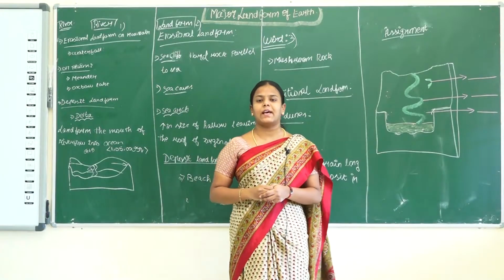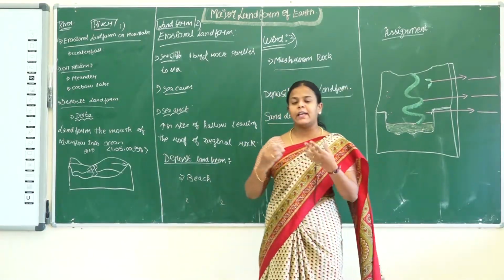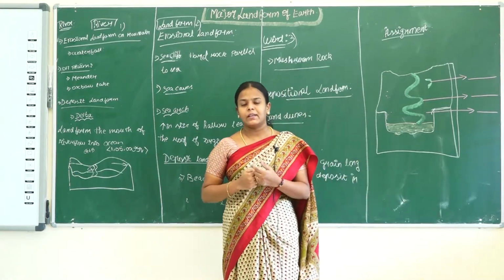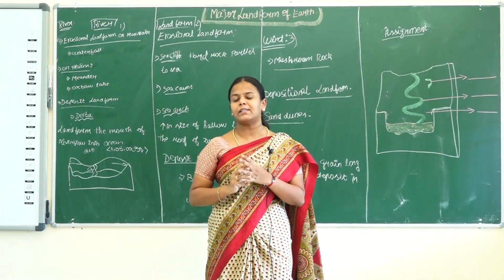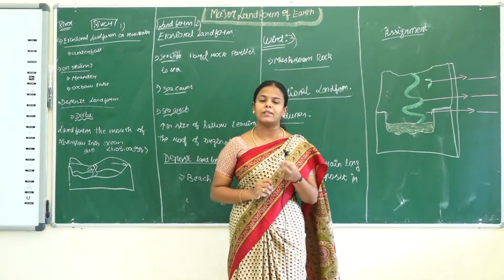Students, in today's class we are going to see about major landforms of the earth. In yesterday's class we have seen about the internal movement of the earth. That is, recap: internal movement of the earth has been divided into two categories. One is endogenic and another one is exogenic.